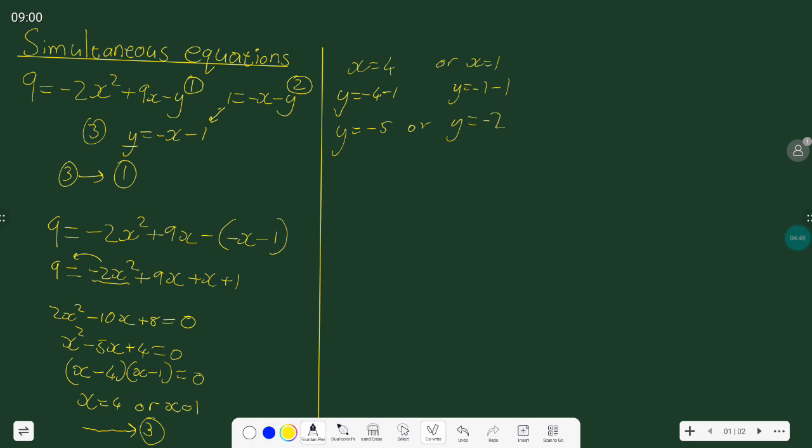If you want to get a few brownie points by the person marking your exam, we do the following. We write our answer as a coordinate. So what's my coordinate of the first one? It's where x is 4 and y is negative 5. My other coordinate is 1 and negative 2. So the rules stay the same. Application is also very much the same. I want to do another example.